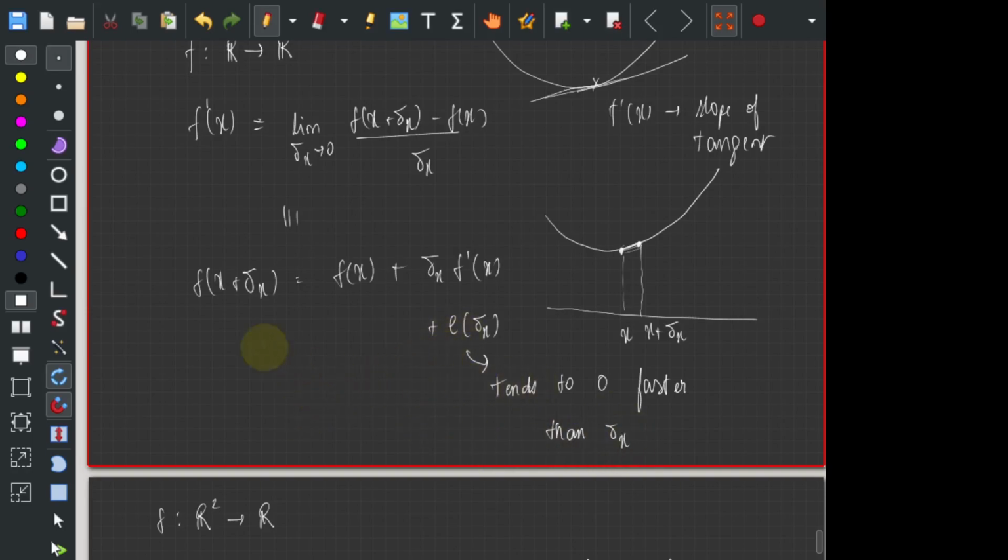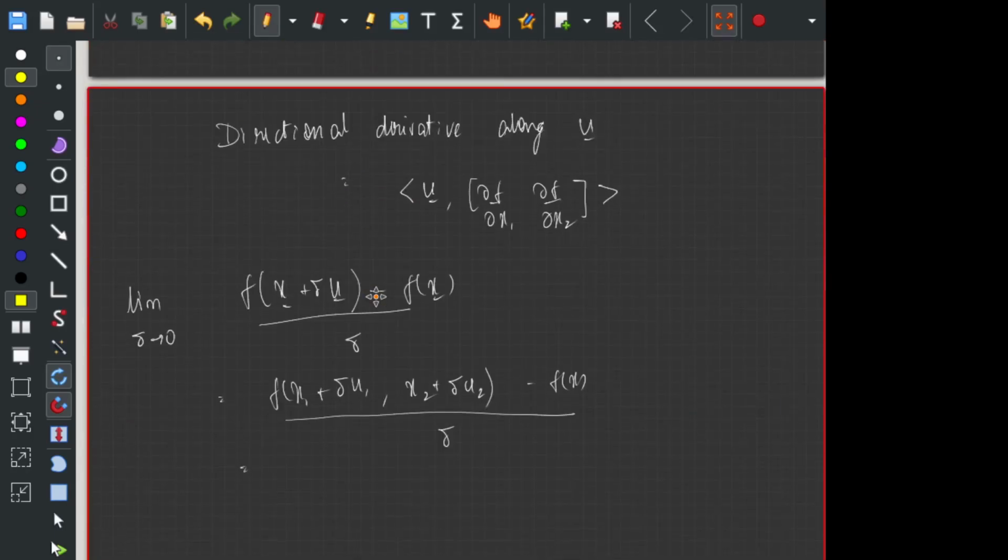Or to be more precise, the limit as delta x tends to 0 of e of delta x divided by delta x is equal to 0. Okay, do you agree that these two are equivalent? Okay, so now let's come back to this.